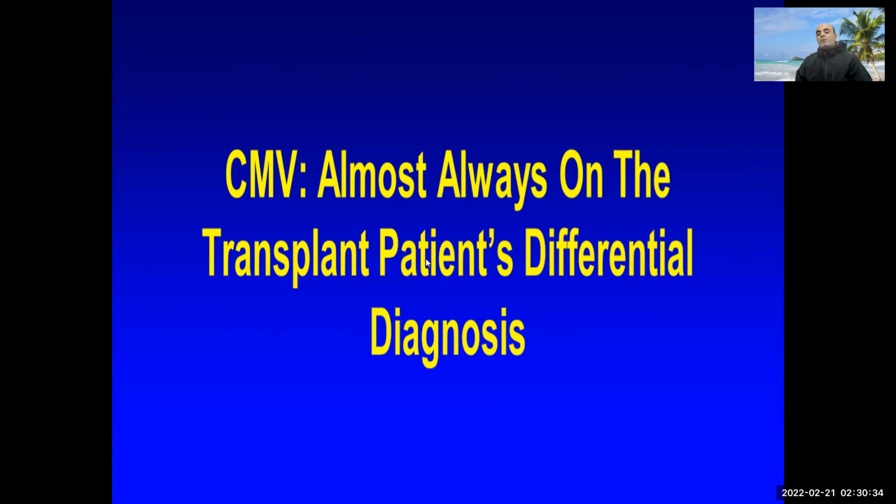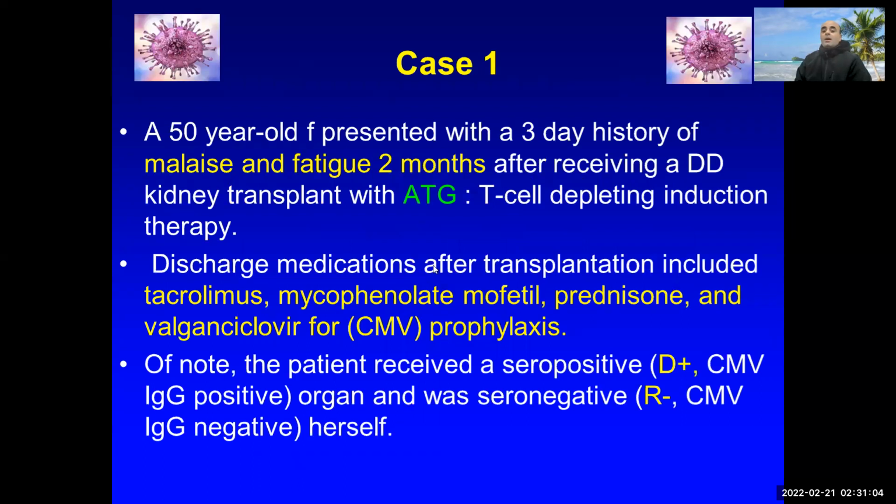CMV is almost always on the transplant patient's differential diagnosis. You should think of it in any patient who came post-transplant with any symptoms like fever, abdominal pain, weight loss, night sweating, elevated liver function tests, and pancytopenia, and we will count all this in detail. Just about CMV viremia post-kidney transplant, the differential diagnosis for any symptoms post-kidney transplant. We'll start as usual with interesting cases.